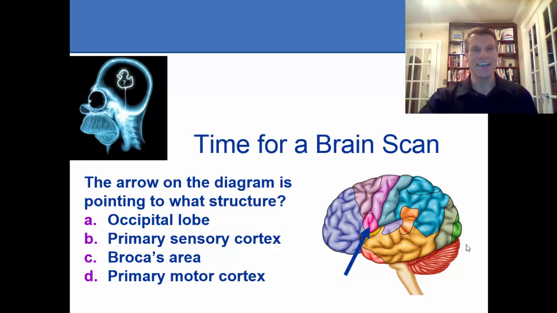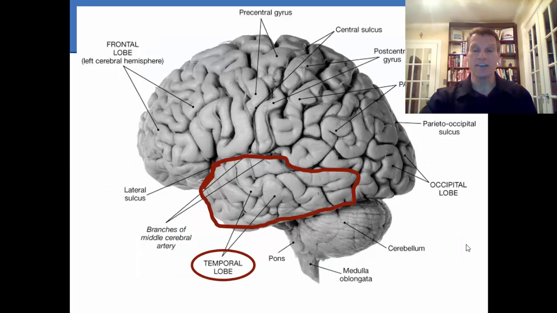Time for another brain scan. The arrow on the diagram is pointing to what structure? Is it the occipital lobe, primary sensory cortex, Broca's area, primary motor cortex? If you said Broca's area, you're correct. The Broca's area, just as a reminder, is the area that is responsible for the production of speech.